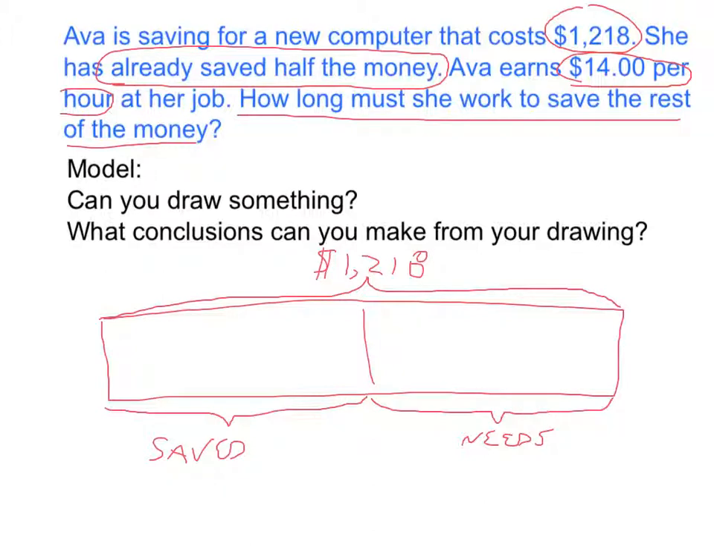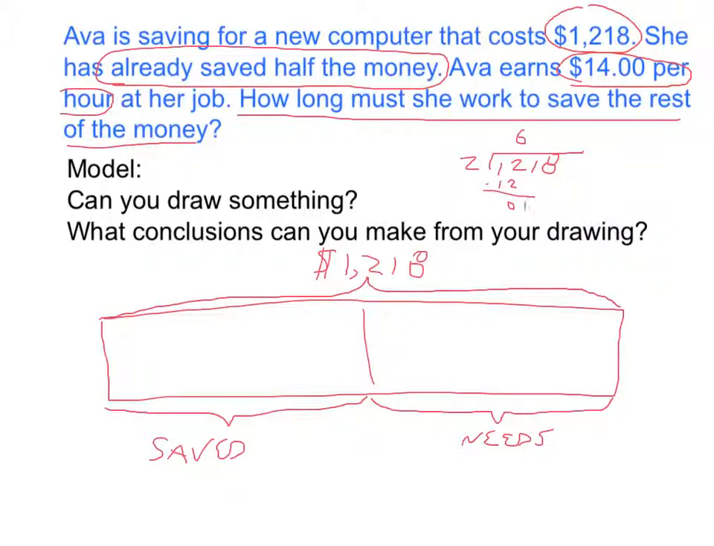So she has half of $1,218 saved up. So all that is then is just 1,218 divided by 2. Well, we know how to do this really quickly here. 2 won't go into 1, but it will go into 12. It will go into 12 6 times exactly, which leaves us with 0.